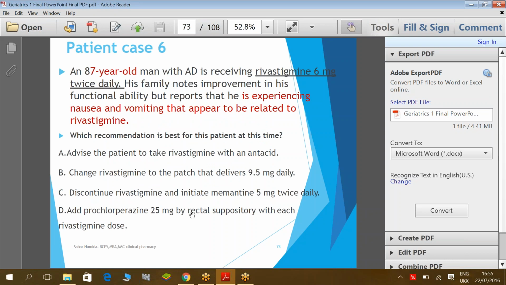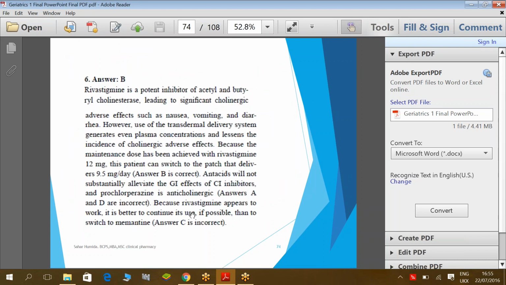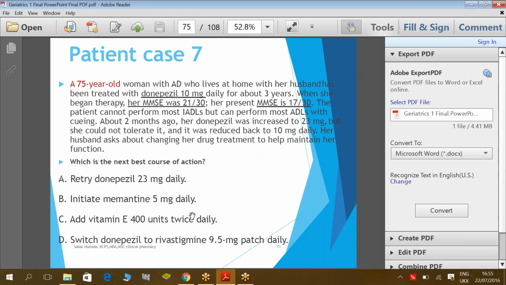Are you going to advise the patient to take an antacid, or are you going to change the rivastigmine to a patch, or are you going to discontinue rivastigmine and initiate memantine, or are you going to add prochlorperazine rectal suppository? In this case, what you have to do is switch to a patch. Why? Because rivastigmine patch has lesser side effects than the oral formulation. So the answer is going to be B.